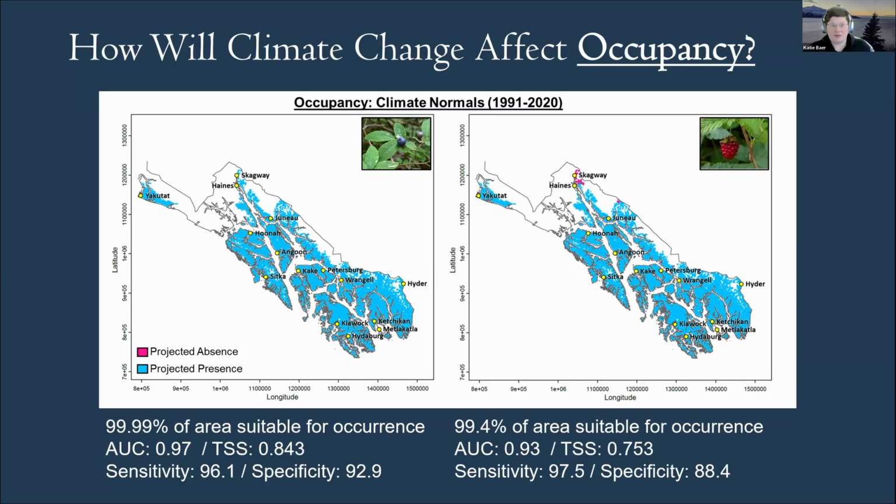Basically, all I want you to take from this slide is when we look at blueberries, when we look at salmonberries, Southeast Alaska is a good place to be a blueberry and a salmonberry, climatically and topographically. Over 99% of the area is suitable for the occurrence of these species, minus a little bit of area up here near Haines and Skagway for salmonberries. And these statistics just tell you the models were a good fit. There's a pretty high level of confidence in those model predictions.